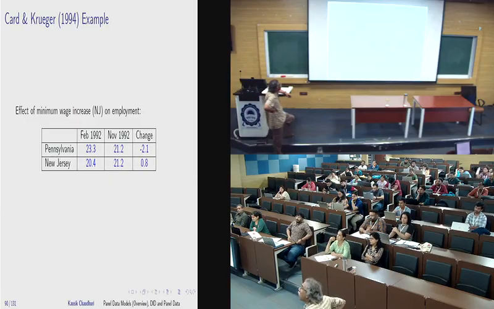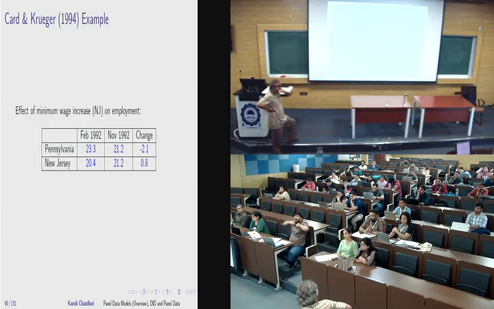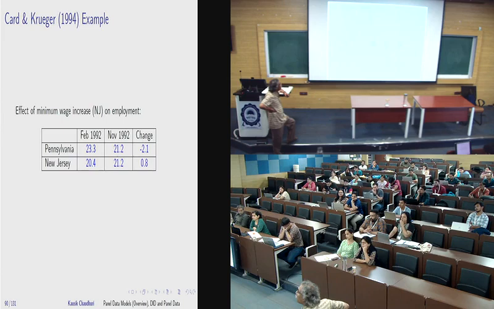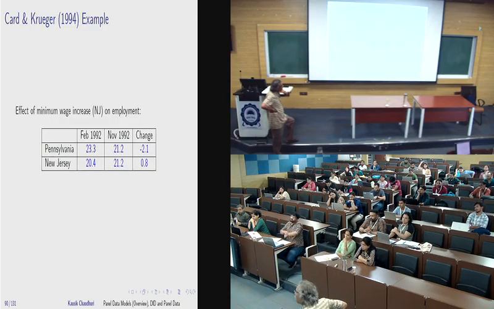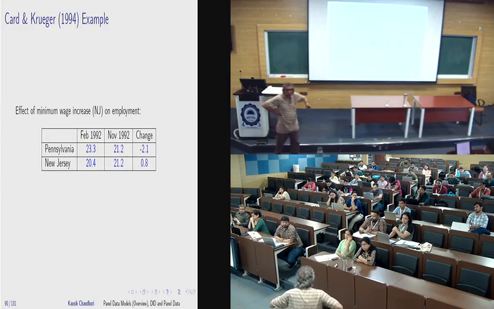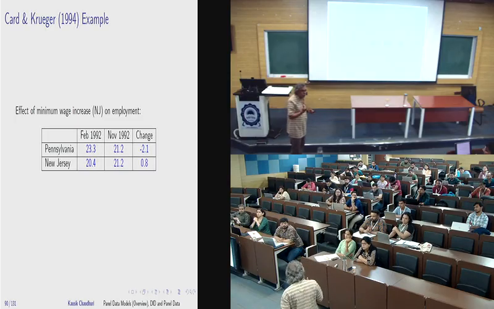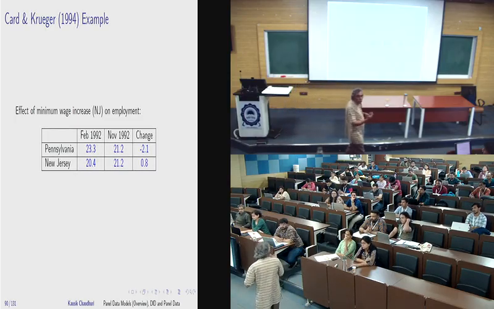The effect of a minimum wage increase in New Jersey is where we started with an example on employment, February 92 and November 92. If you see, because of the minimum wage, the employment in Pennsylvania has decreased by 2.1%, whereas in New Jersey it has increased, right? So an increase in minimum wage acts something like an incentive for low-wage workers to come back to the labor market.